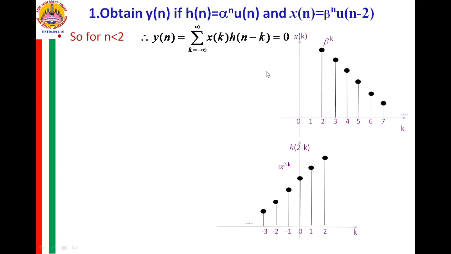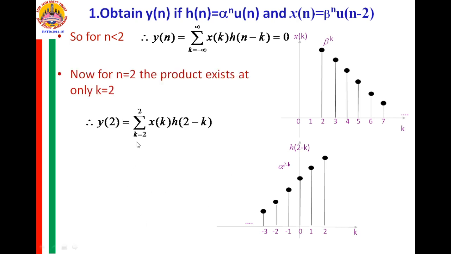So see here, this expression of convolution sum, that is y of n is equal to summation k from minus infinity to plus infinity x of k into h of n minus k. So this x of k into h of n minus k is equal to 0 for n less than 2. Therefore this y of n will be equal to 0, because since the product is 0, the sum also will be equal to 0. Now for n equal to 2, the overlapping is there. So the product will exist from 2 to 2.